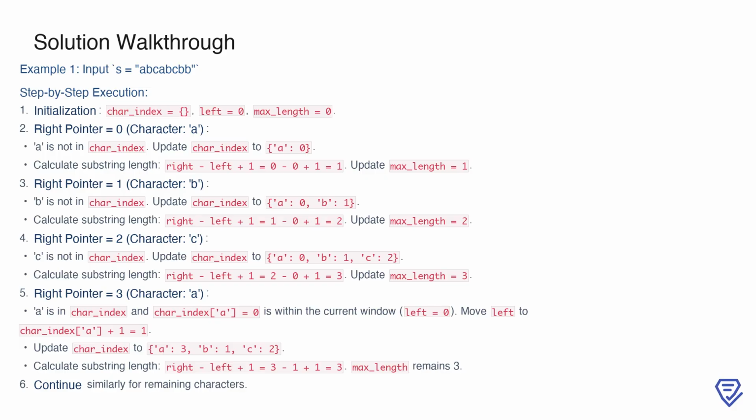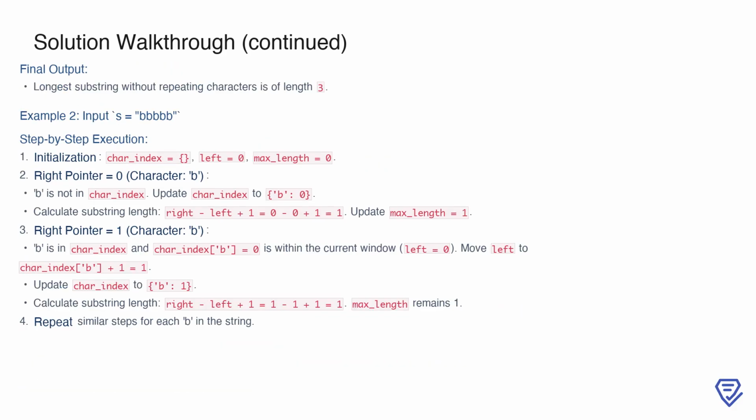The process continues for the remaining characters, ensuring no duplicates are included in the current window while updating max_length as needed. In this example, the longest substring without repeating characters is determined to have a length of 3. Now, let's explore another case with the input string s equals b. Again, we initialize char_index as an empty dictionary, left at 0, and max_length at 0.